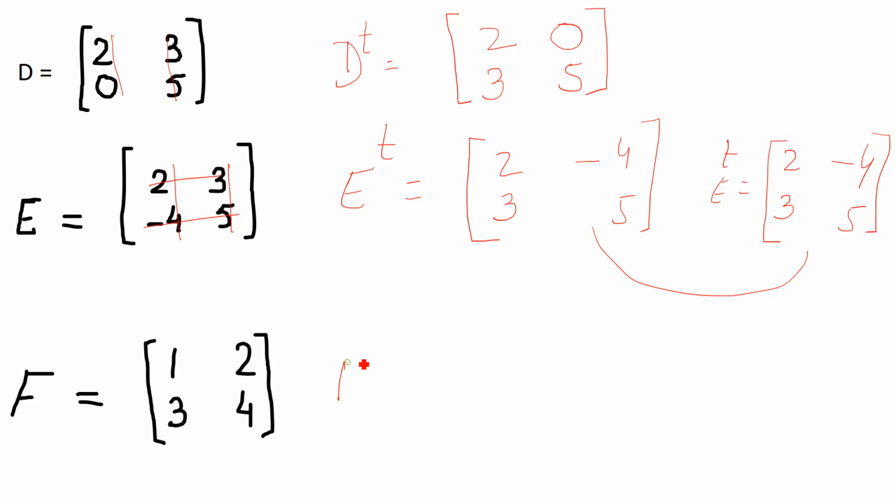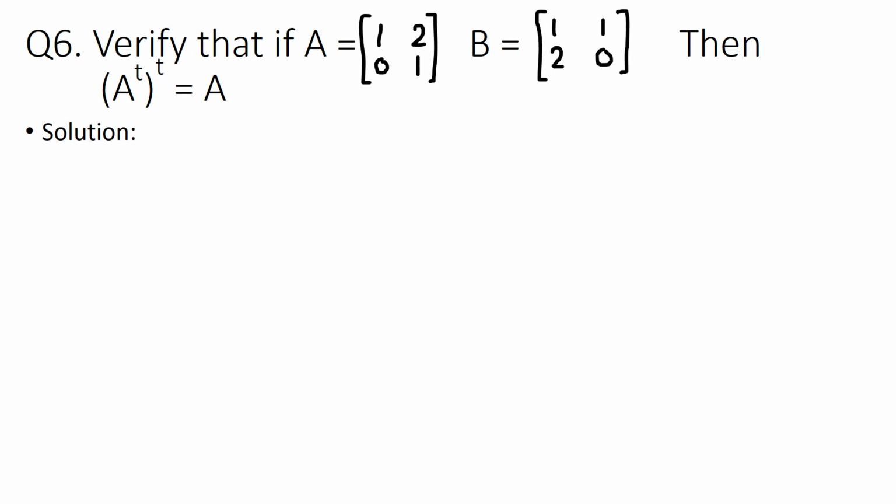And last is, I believe, F transpose is equal to: one row, make it a column, second row, make it a column. This is the F transpose. So in transpose, you have to convert rows into columns and columns into rows.